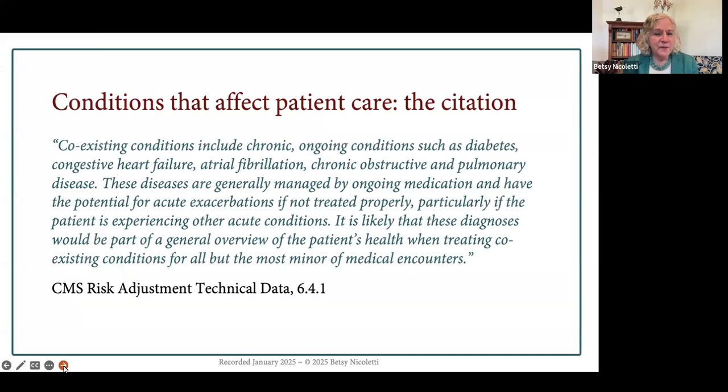This is a long quote from a CMS document about risk coding. And they basically say there are some conditions, and these are the conditions that would have a risk adjustment score, that are managed with medications, and they have the potential for exacerbations if they're not treated properly. And it's likely that these diagnoses would be part of a general overview of the patient's health when treating coexisting conditions for all but the most minor of medical encounters.